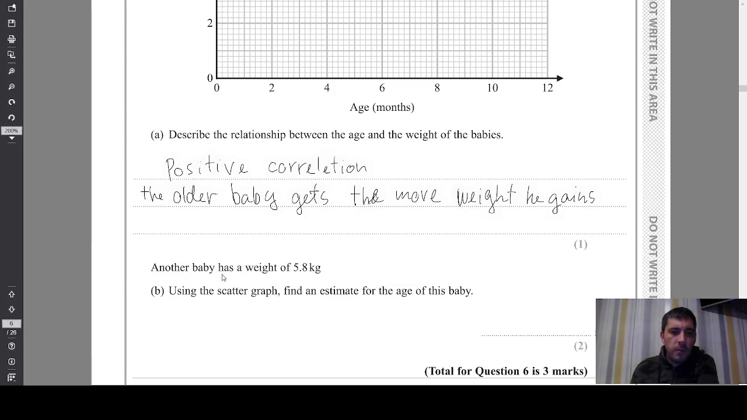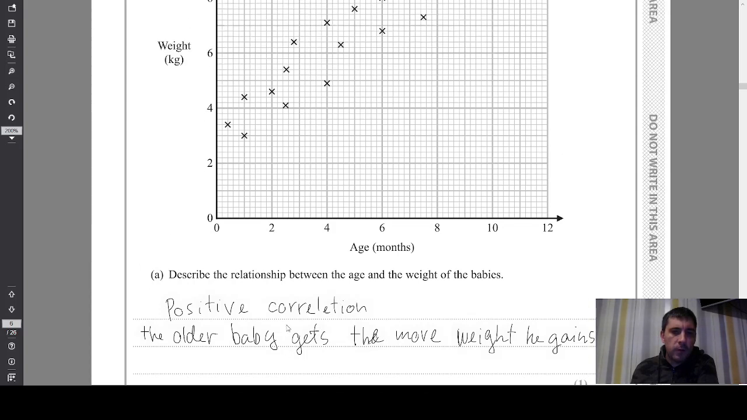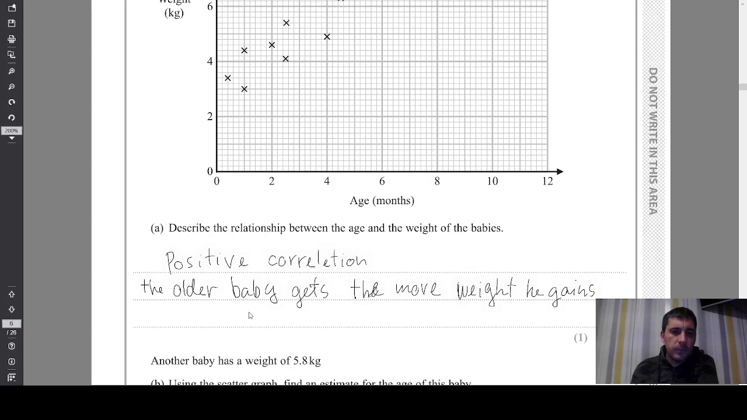Now another baby has a weight of 5.8 kilograms. Using the scatter graph, find an estimate for the age of this baby. So the first bit is just to put 5.8 on your weight line.